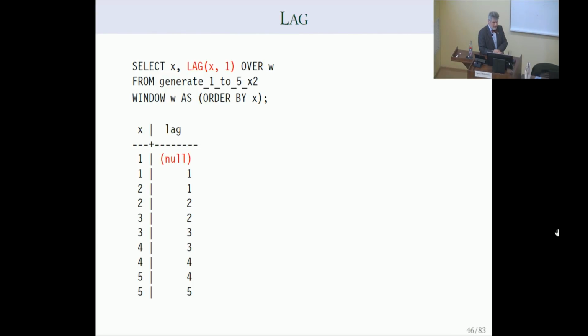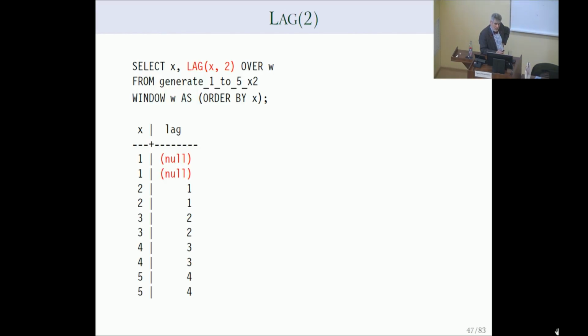Here's our first window-specific function. It's called lag, and what lag does is it gives us the row before the current row. All right? So just saying, for my current row, give me the row before it. Now, as you can imagine, the first row has nothing before it, so we return null. Okay? But the second row does have a row before it, so we return 1. Third row has a row before it, we return 1. Fourth row has a row before it, return 2, all the way down to 5. Okay? Pretty easy to understand how lag works.